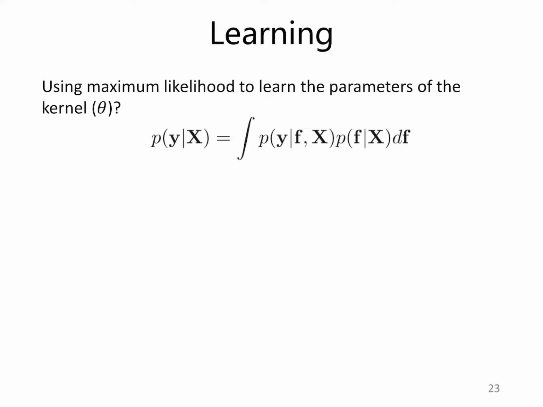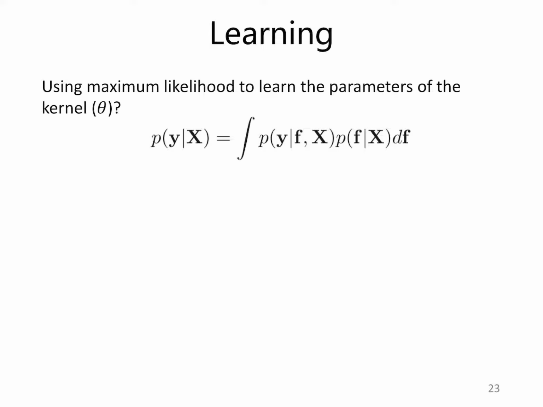So what should we do for learning? So far I only talked about inference. I'm assuming that the parameters are fixed, but what if I don't know the parameters? For example, a parameter that I don't know is the width of the kernel, the nu of the Matern kernel. So there might be some parameter in the kernel that I don't know. How can I learn those parameters?